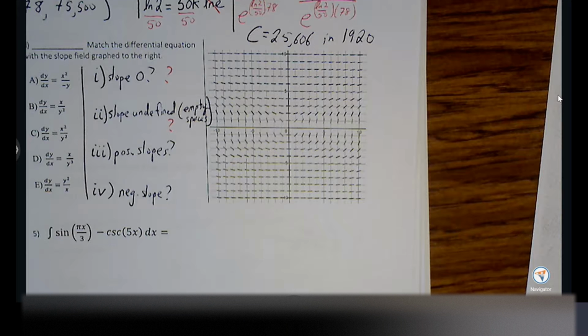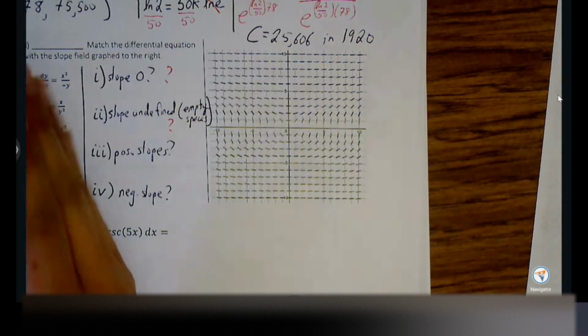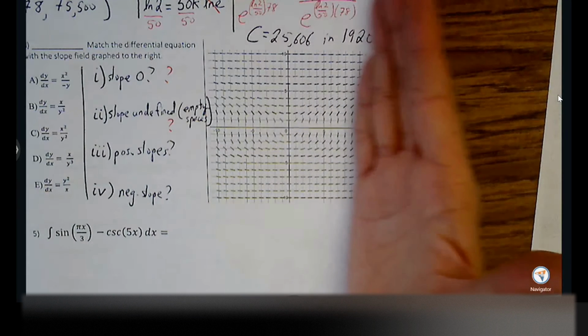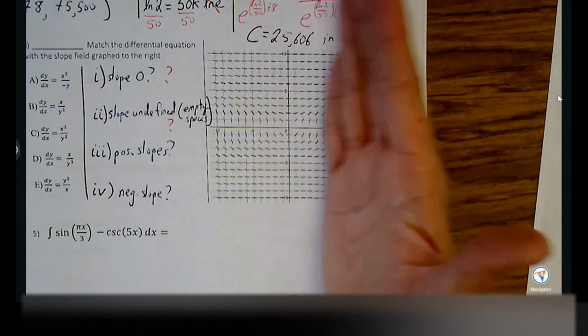Like on the positive side? Okay. So wherever the x is positive, right? Whenever x is greater than 0, basically the first and fourth quadrant, right? Mm-hmm.